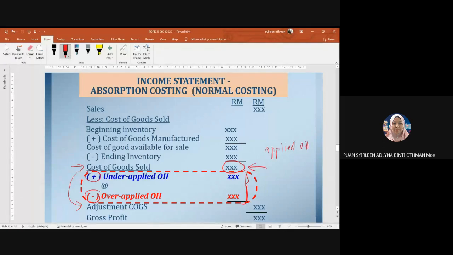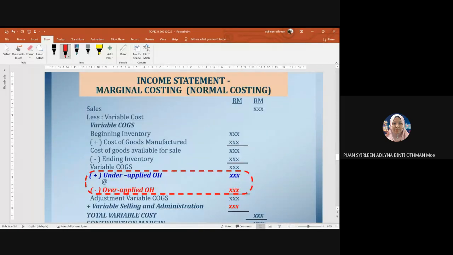Okay, alright, so this is the part that I want to highlight, okay, in your income statement. So marginal ke ataupun absorption ke, dia punya adjustment akan dibuat di sini. Okay, so ini untuk absorption. Okay, yang ni untuk marginal. Sama juga. Cuma bezanya sebab marginal kita ambil kira variable cost sahaja. That's why bila you dapat COGS di sini, you akan dapat dia sebagai variable COGS.